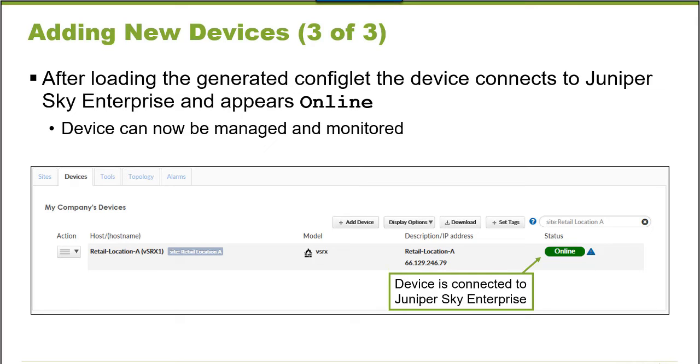So I'm going to connect to the Sky Enterprise interface now and add a device, generate the configlet, and then we'll connect to a virtual SRX platform, load that configlet, and then view that the device does connect back to Juniper Sky Enterprise. So then we can begin to monitor and maintain and administer that SRX platform.